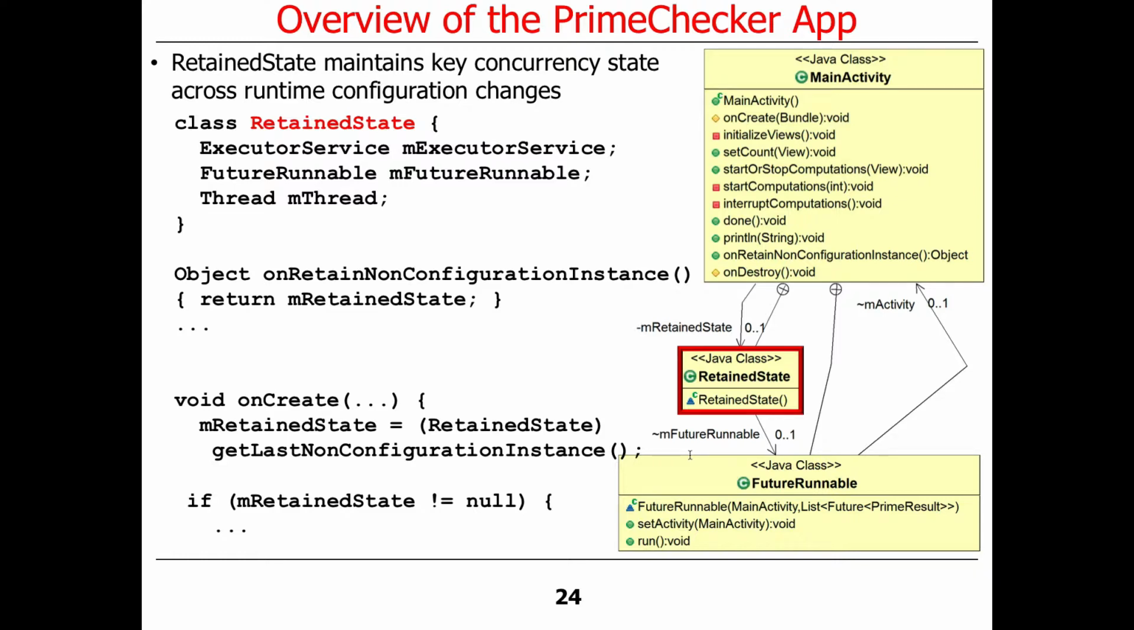Now, what's this retain state thing? So this is a clever technique you can use with Android in order to make sure that some state survives a runtime configuration change. And the state we want to survive are things like the executor service, the future runnable, and the thread object itself. So those three things we want to not be destroyed every time the phone rotates. Otherwise, we'd have to restart the computations again, which would be annoying.